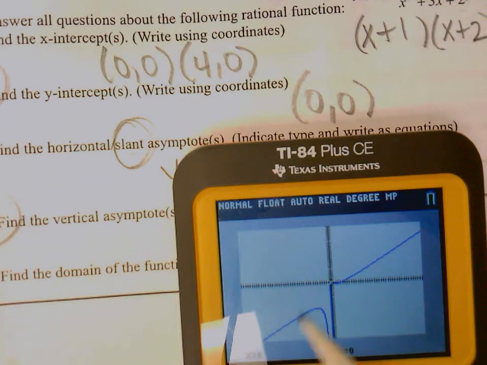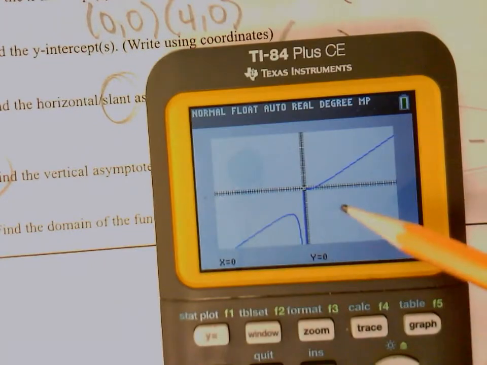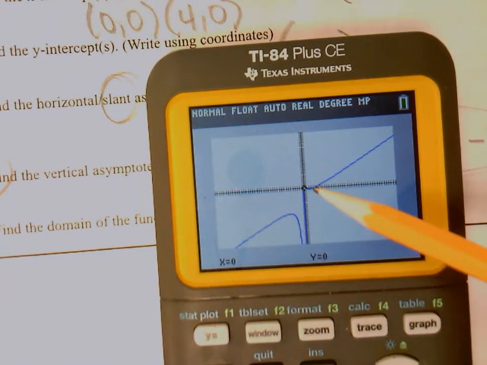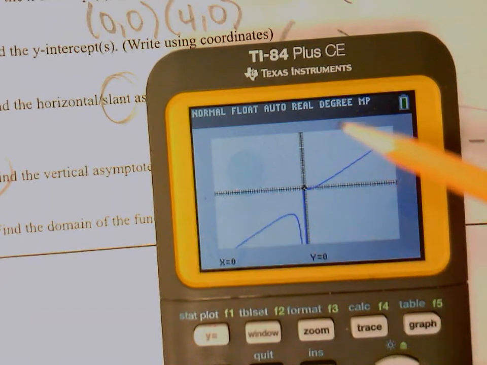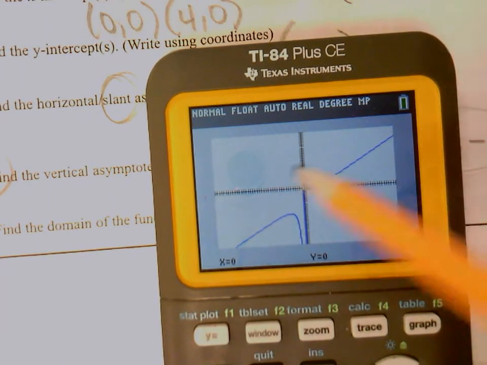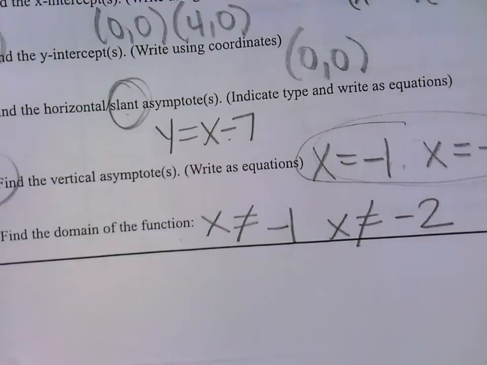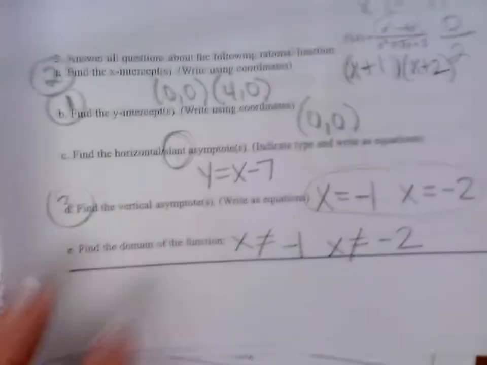See how it had a slant asymptote like this? I would not expect you to graph this one by hand because you probably wouldn't be able to do this step, but it's guiding along this asymptote here. This would be too hard to graph by hand. That's why in this example, all I had you do was answer the questions.